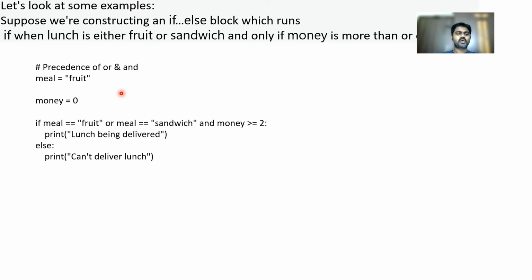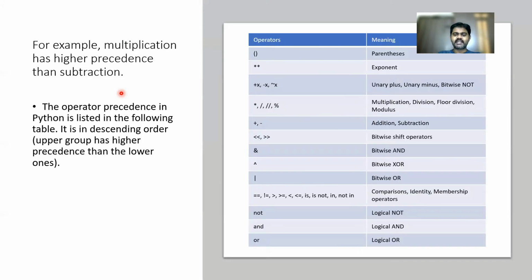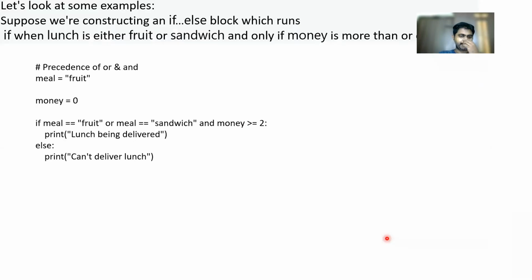Obviously we will get lunch being delivered. The reason is here. When we see the priority, logical AND has more priority when compared with logical OR. You can see here, logical AND has more priority when compared with logical OR. But what happens here? There is no specification here.